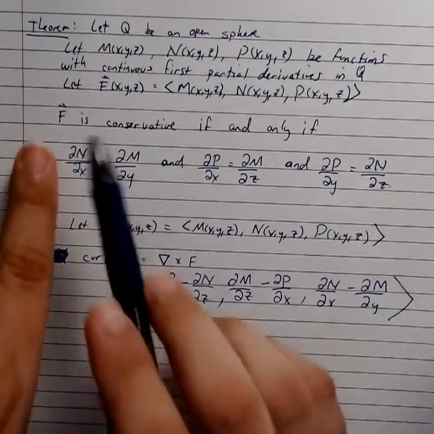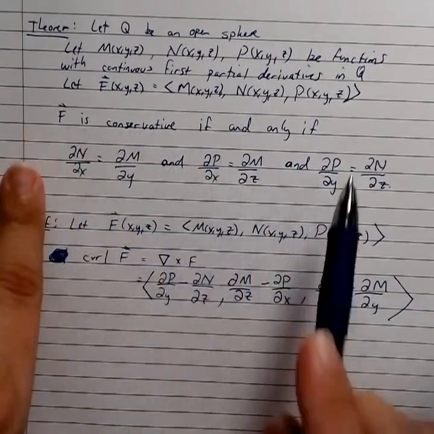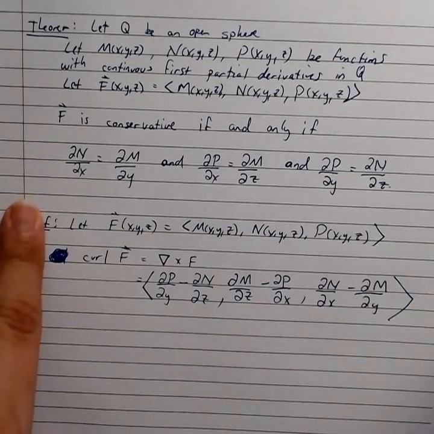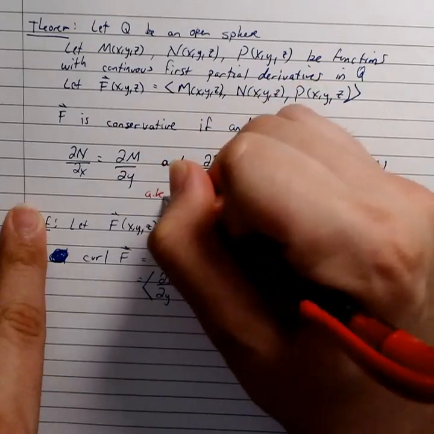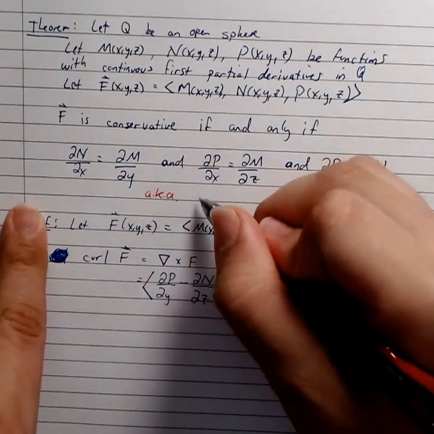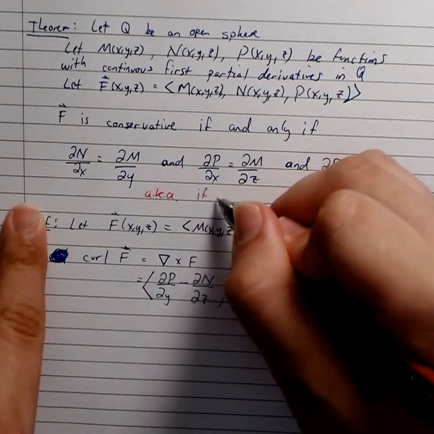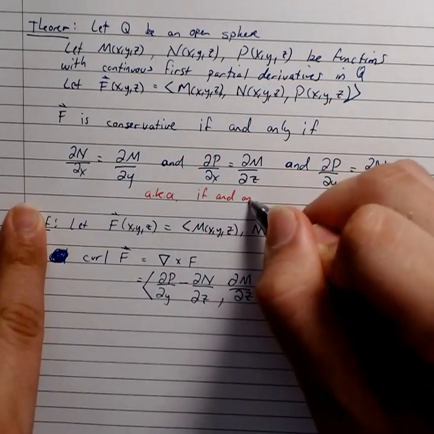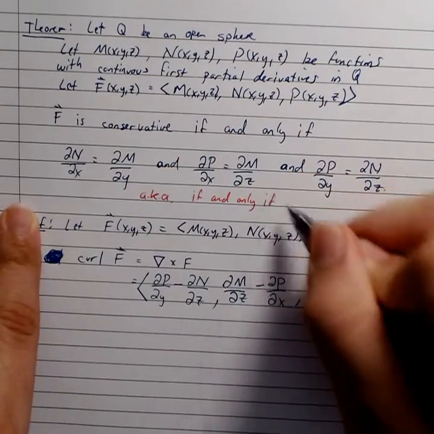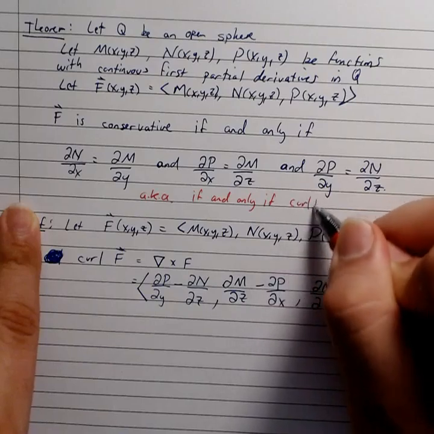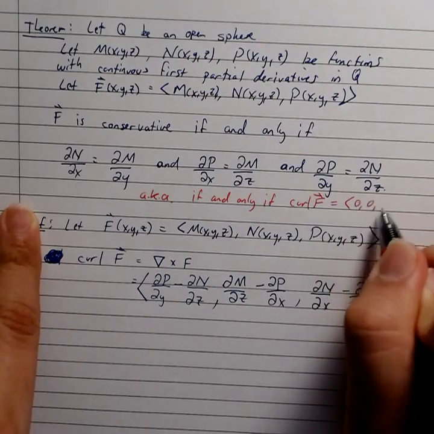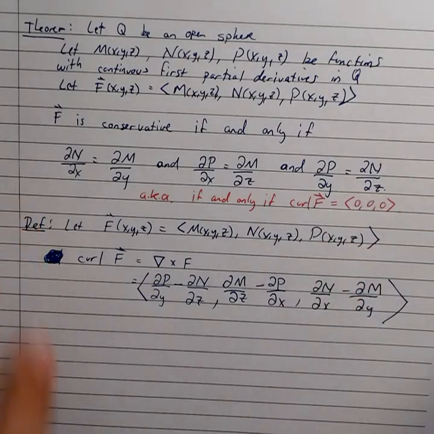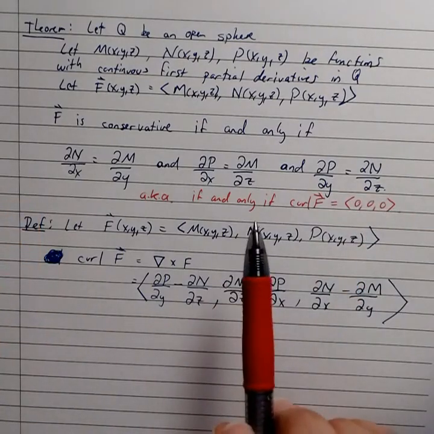So here, when we say f is conservative if and only if this is true, we can also say, aka also known as, if and only if the curl of f is equal to 0, 0, 0. Okay, so that makes things a little easier to remember.